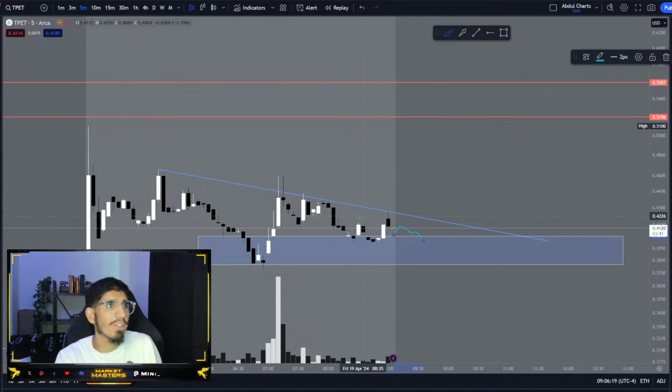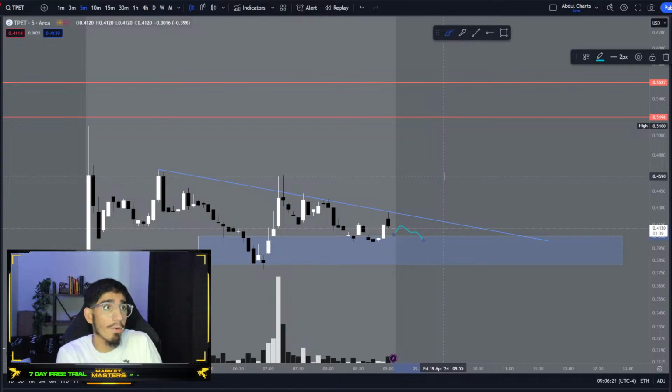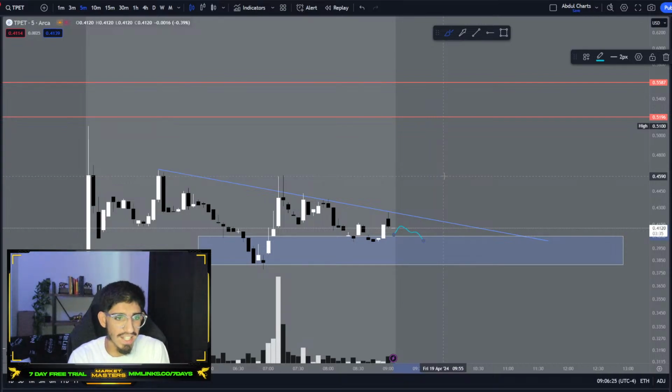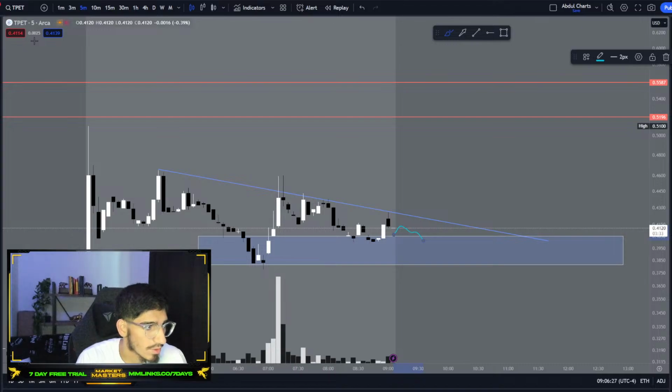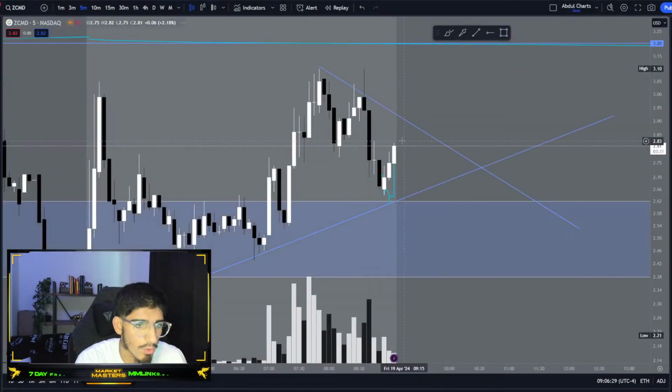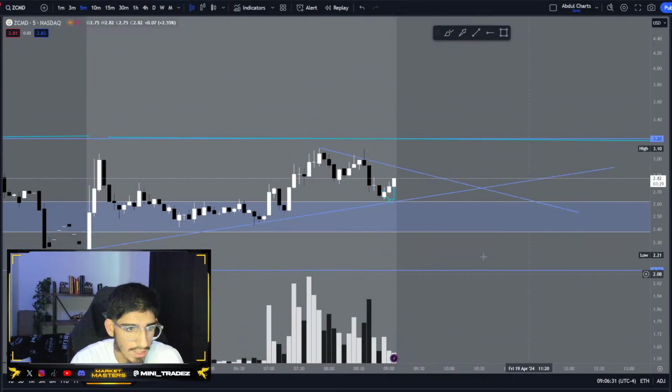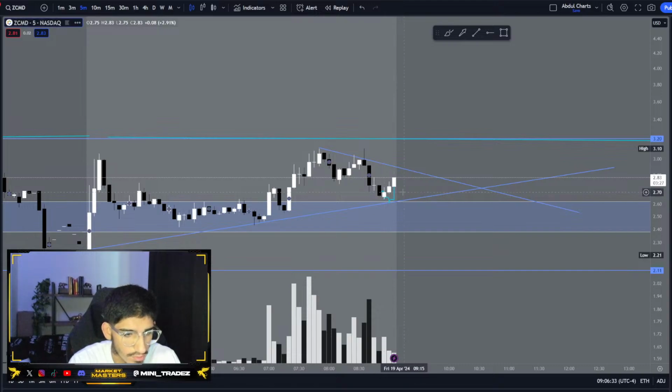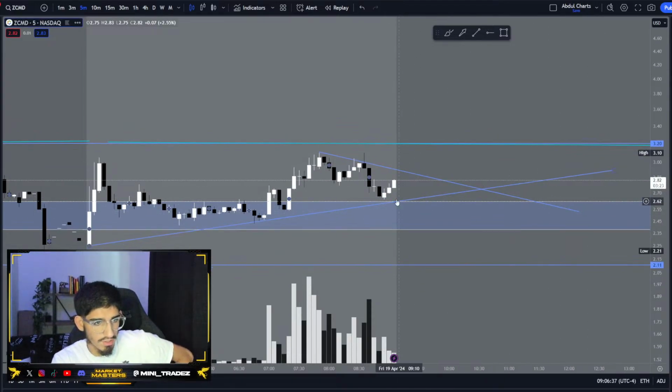So I'm probably not going to trade TPET. Right now there's no clear plan. It doesn't look like anything wants to go, except the two. ZCMD is probably my top watch, into this demand zone.